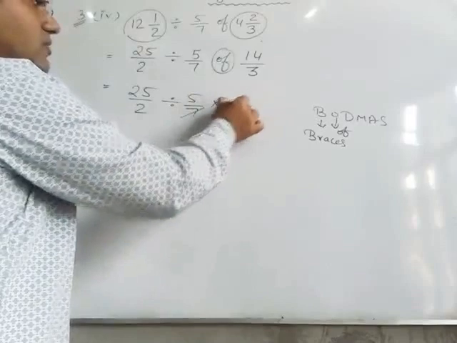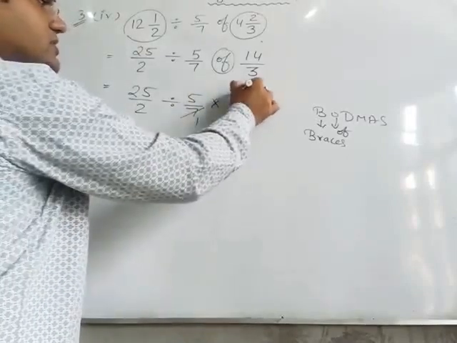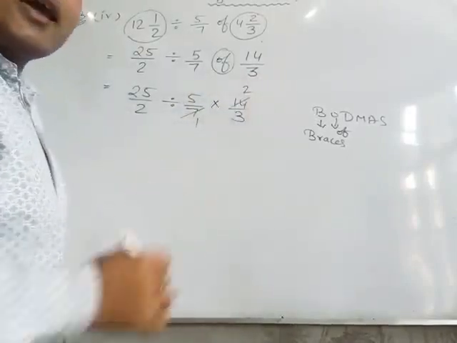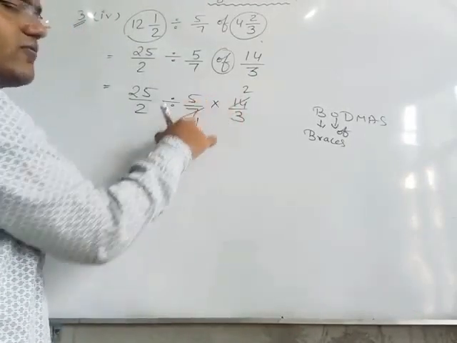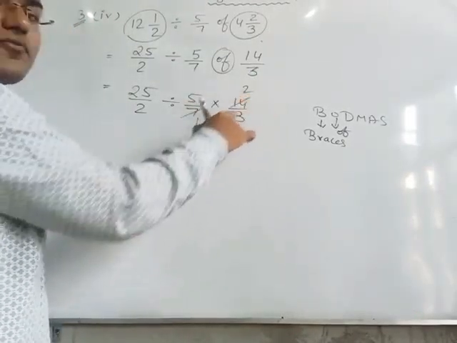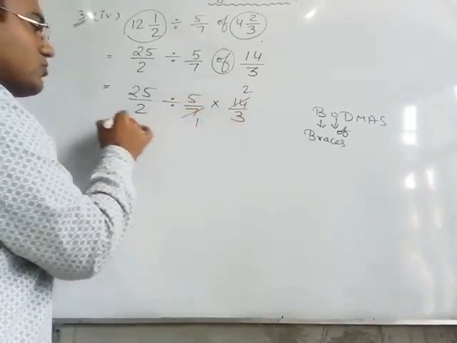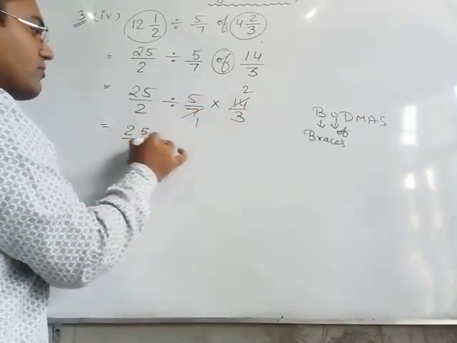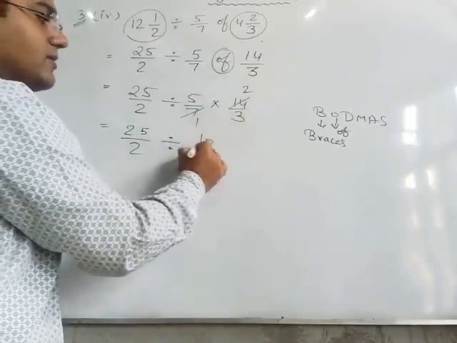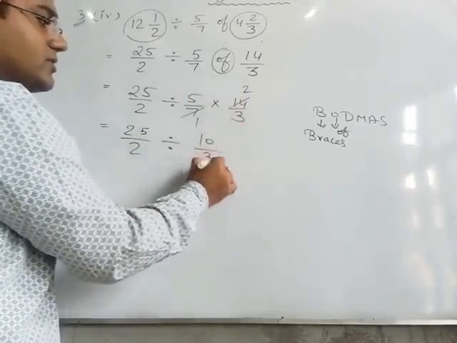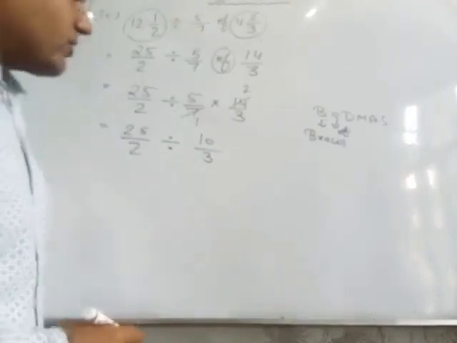And after that what we will do? These two numbers we will cancel with the same table. 7 1s are 7, 7 2s are 14. After cancelling these two, we have to multiply these two fractions. Here one fraction is 5 upon 1, another fraction is 2 upon 3. We will multiply both fractions. So 25 upon 2 divided by, 5 multiplied by 2 will become 10. 1 multiplied by 3 will become 3.